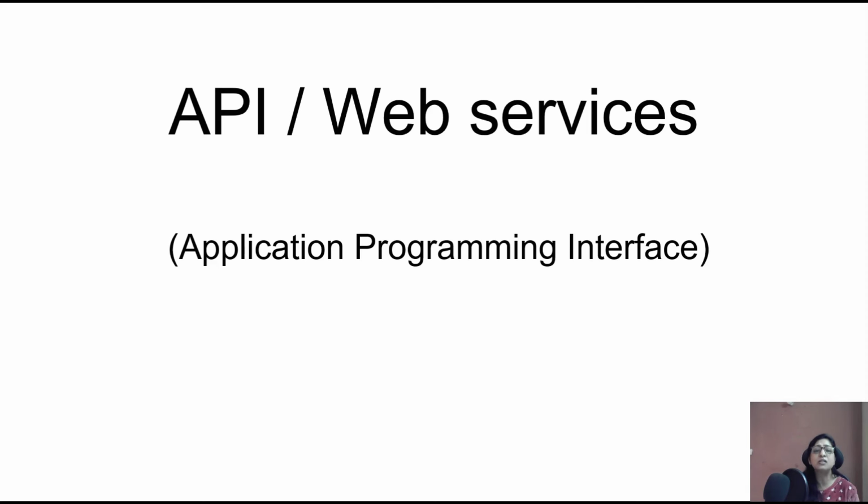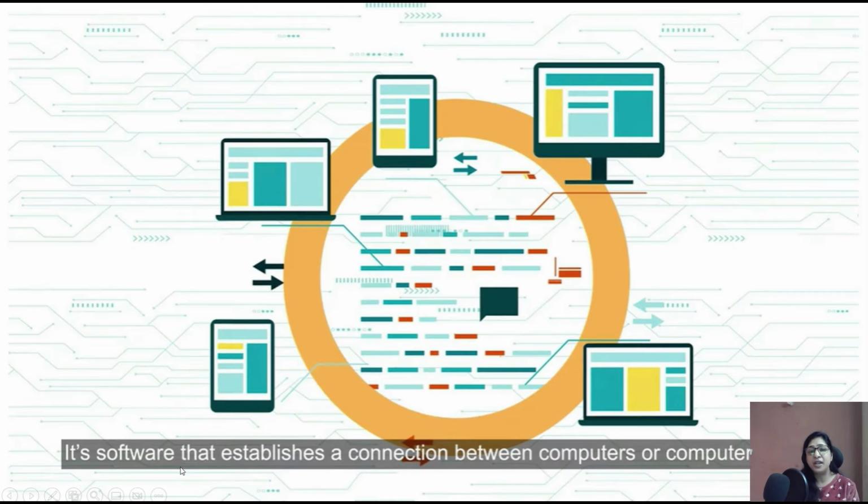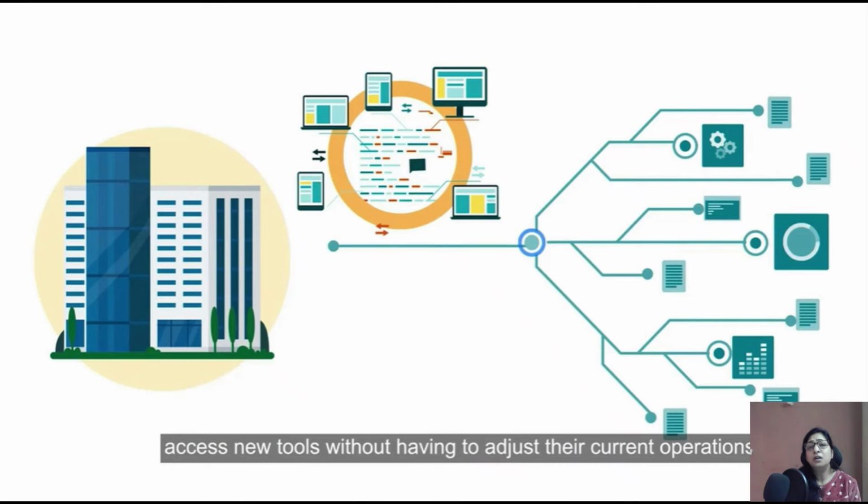So any applications that have to communicate need to use web services. As I mentioned, any two applications can connect using an API or web services. So two software or two computers connect to each other using this feature. How do you establish this connection? That we will discuss a little later.